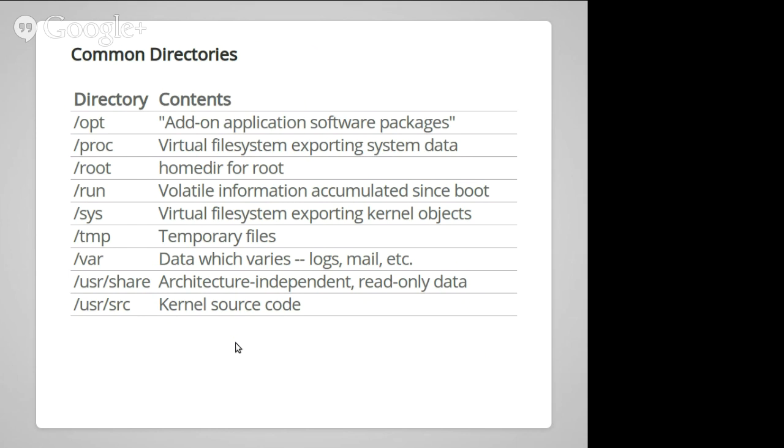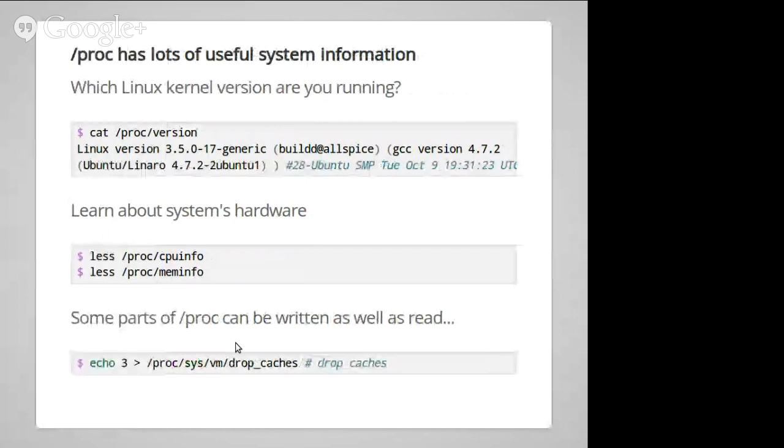usr share are more files that make your programs go, and usr src will not be available on all systems, but if you have the kernel source code, that's where it will be. So a few cool proc tricks. You can cat various things. proc version will have exactly what Linux you're running, which is really useful. You don't always know when you've gone out to a server exactly what you're working with. cpuinfo and meminfo will tell you more than you ever realized there was to know about what you're running on.